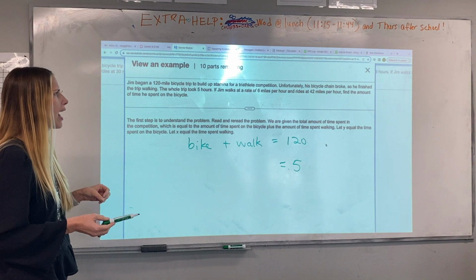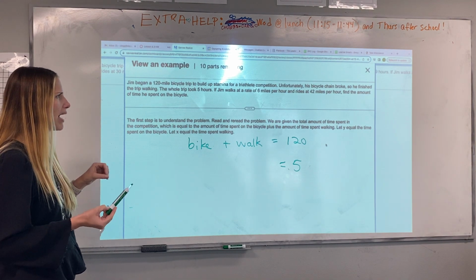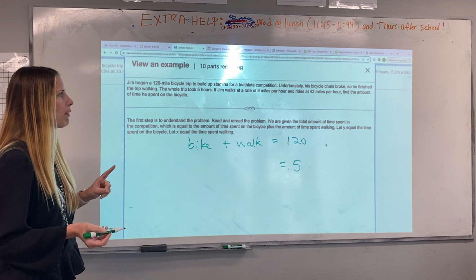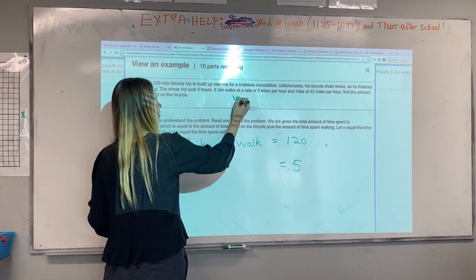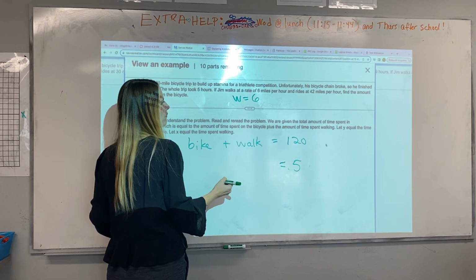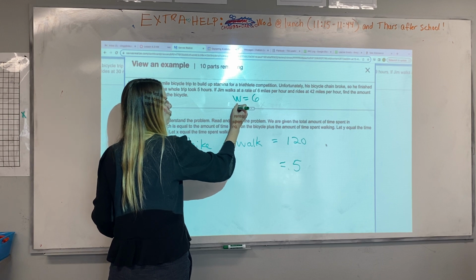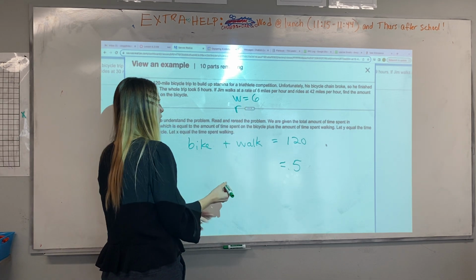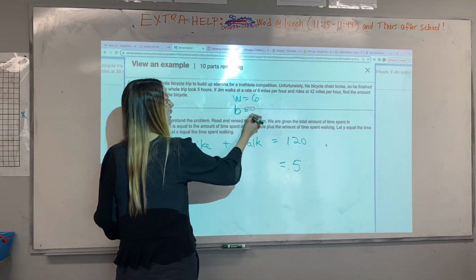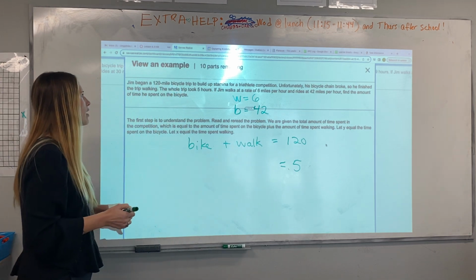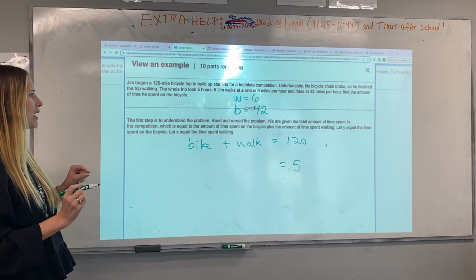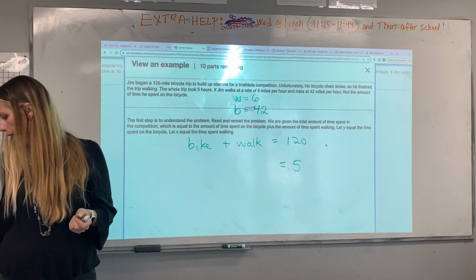If Jim walks at a rate of 6 miles per hour and rides at 42 miles per hour, so the walking is 6 miles per hour. The riding, we'll use B for bike. The biking is 42 miles per hour. Find the amount of time he spent on the bicycle. Okay.